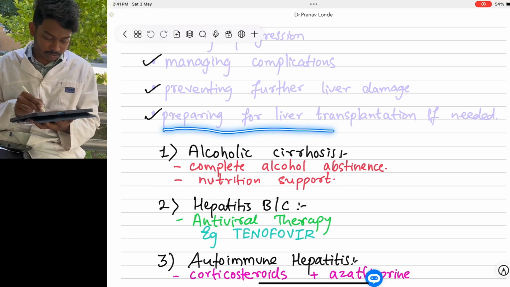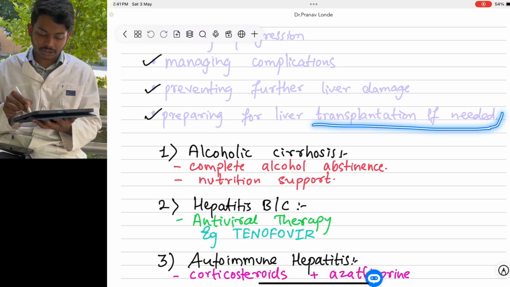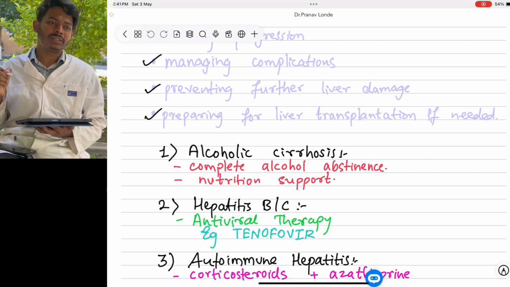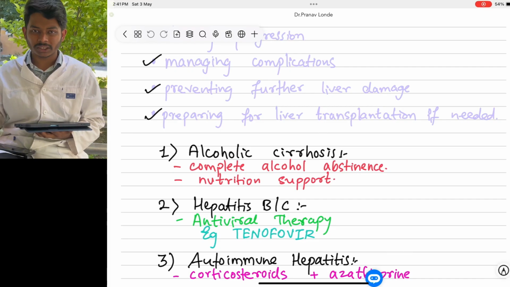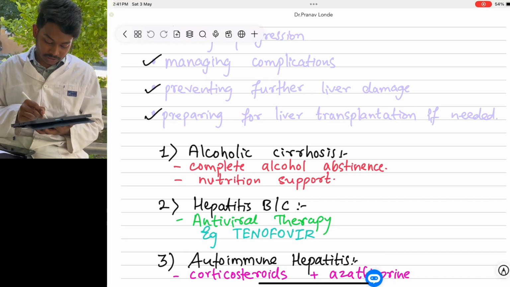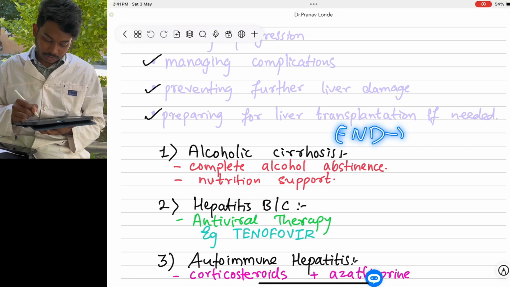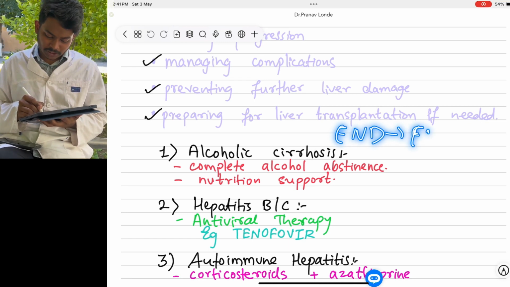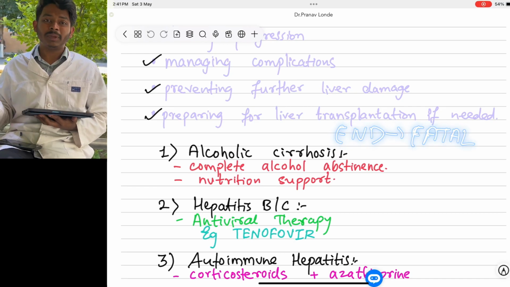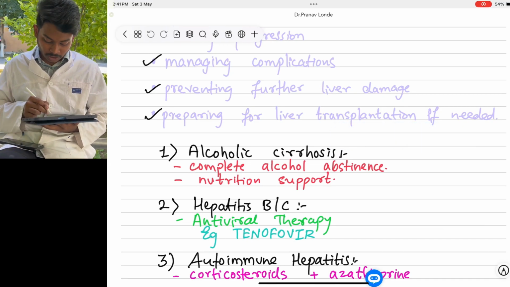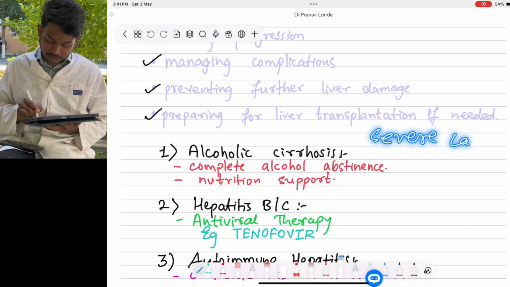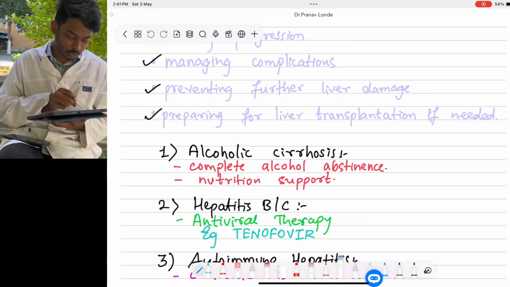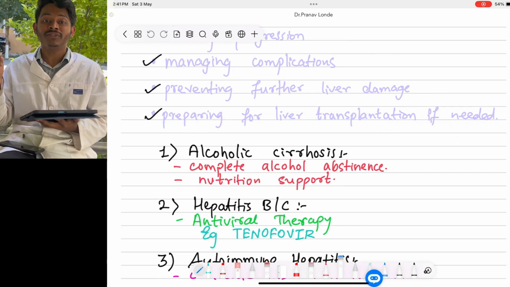Last is preparing for liver transplantation if needed. Liver cirrhosis is very dangerous, as we know. There will be complications, and at the end stage, the liver cirrhosis can become fatal. The patient may die. He may develop severe symptoms. So in severe cases, we can advise the patient to get a liver transplantation. So, preparing for liver transplantation if needed.